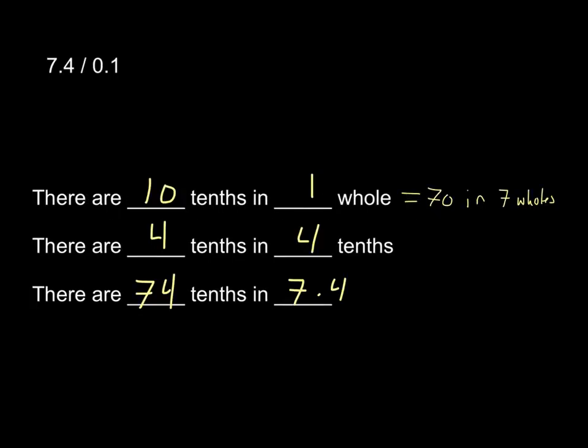When I fill this in, it really works for me so that I don't actually have to solve anything yet. I know that there's 10 tenths in one whole, which tells me that I have 70 tenths in 7 wholes. There are 4 tenths left over in that 4 tenths. So if I take my 70 tenths and my 4 tenths, I have 74 tenths in 7 and 4 tenths.